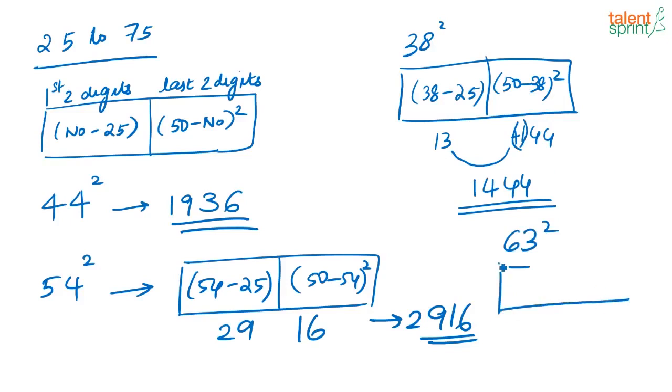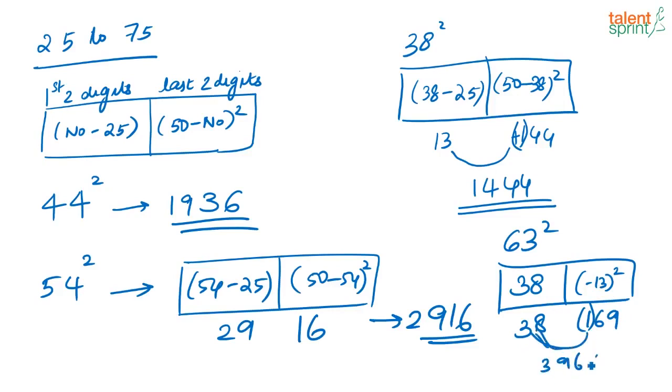So if you have to find 63 squared, what do you do? 63 minus 25, correct? So 63 minus 25 is going to be 38, correct? Yes. Now next, the last 2 digits is going to be 50 minus 63 the whole square, that is minus 13 the whole square, or it is going to be 169. So you have 38 here. So this 1 is taken as a carry, do 8 plus 1 here. So it will become 3969.